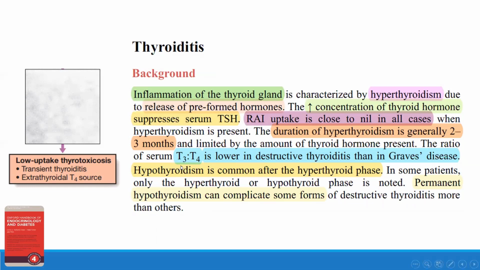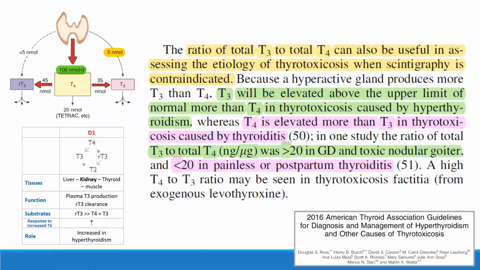And don't forget that T3 over T4 is lower in destructive thyroiditis than in Graves' disease. And actually, in the next slide, I will cover this point. Hypothyroidism is common after the hyperthyroidism phase in most cases, and permanent hypothyroidism can complicate some forms. So most cases of thyroiditis will return to euthyroid after some time. The first stage is hyperthyroidism, the second stage is hypothyroidism, and later on the patient will be euthyroid.